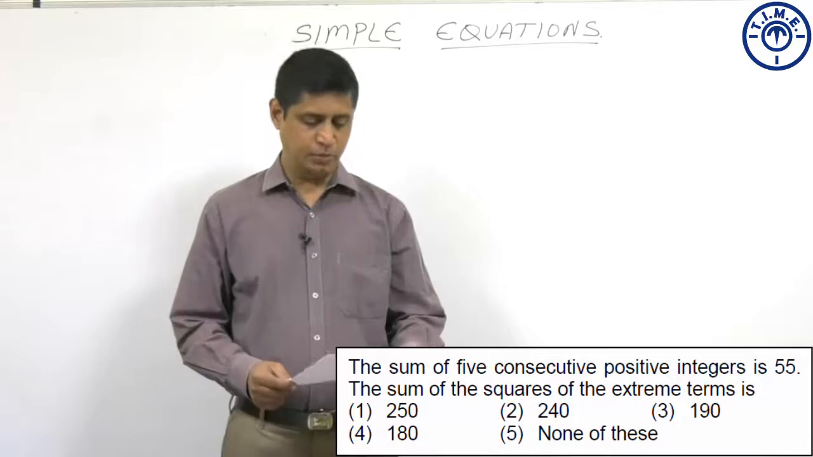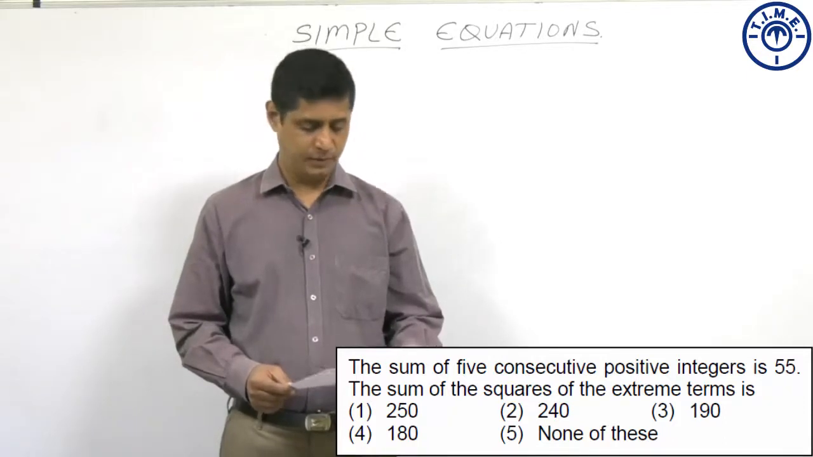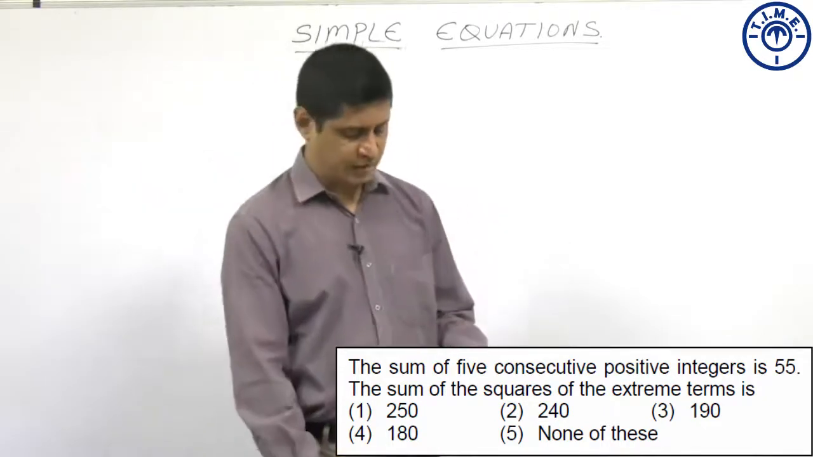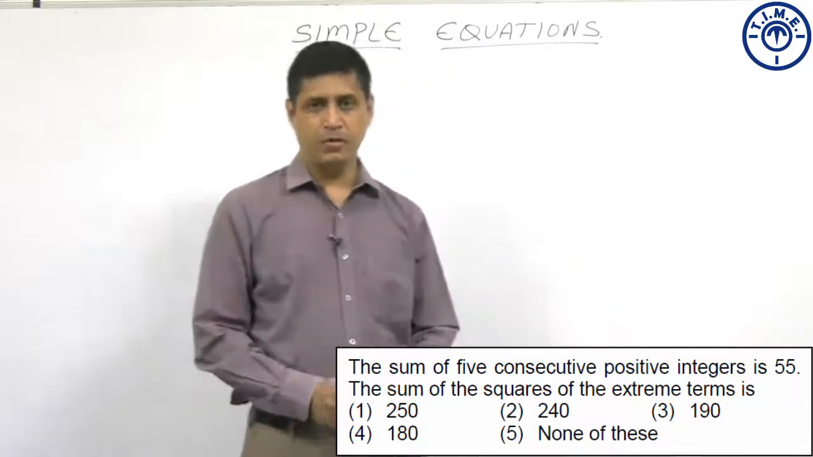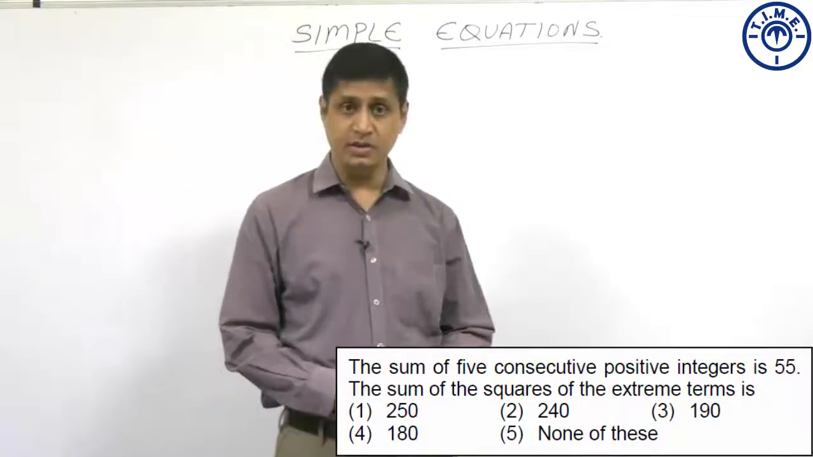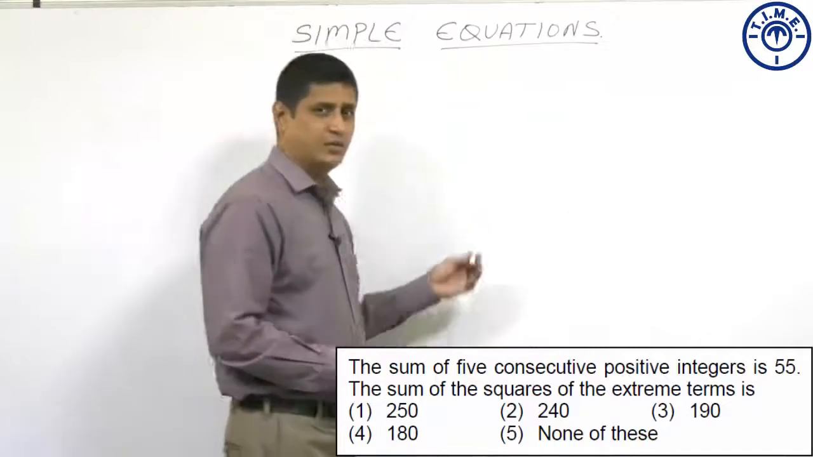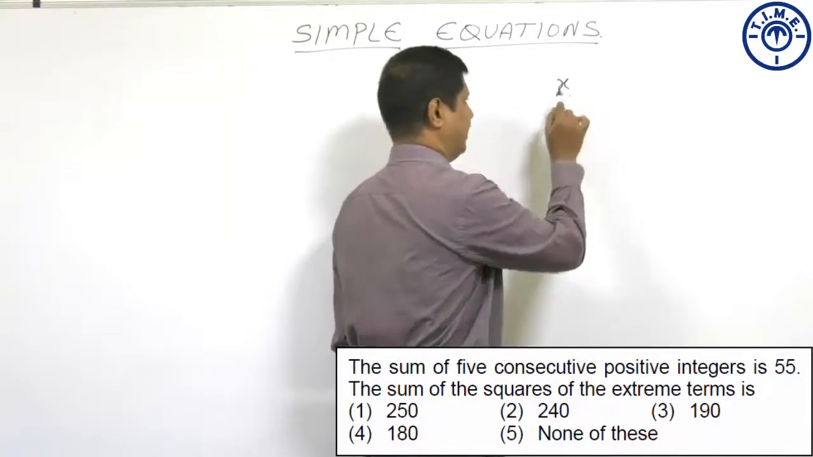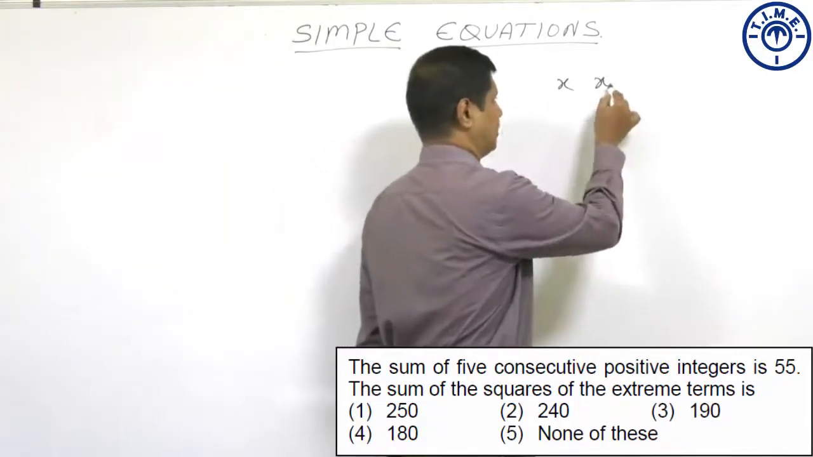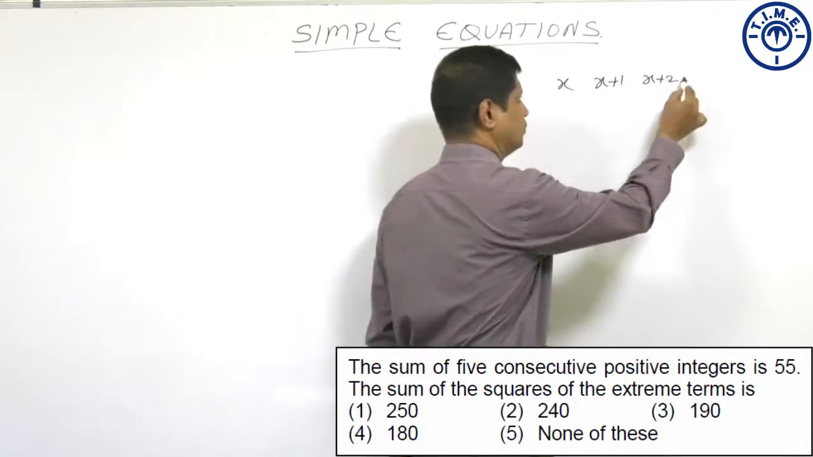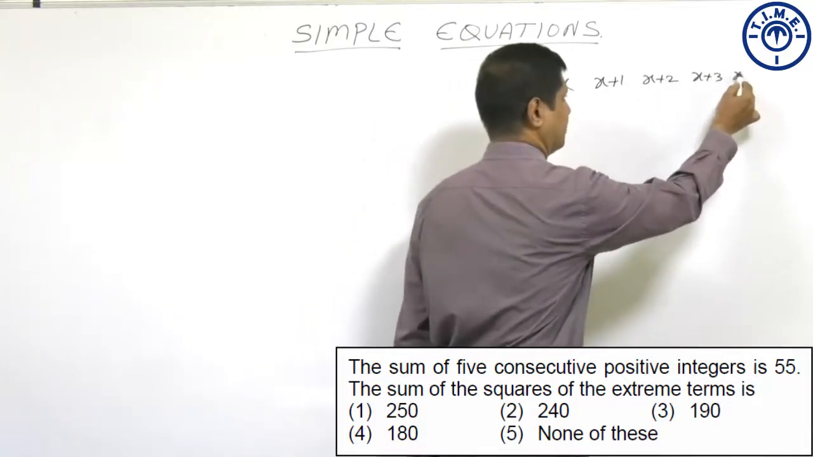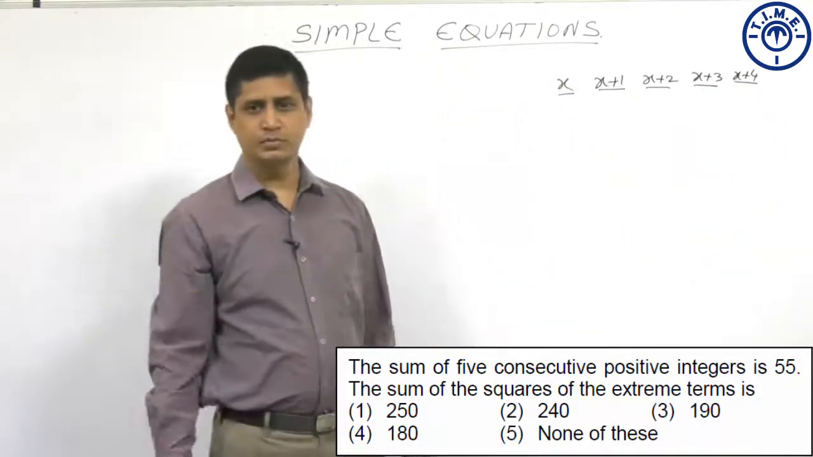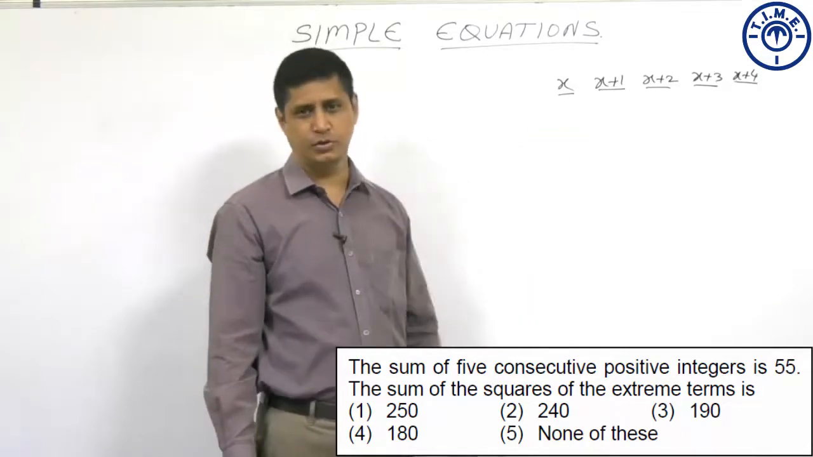The sum of 5 consecutive positive integers is 55. The sum of the squares of the extreme terms is. Now what is the question here? Sum of the 5 consecutive positive integers. Now I am assuming the first integer. Here we can answer this question in 3 ways. The first discussion, just by taking the first value as x. The next one is x plus 1. Next one is x plus 2, x plus 3, x plus 4. These are the 5 consecutive positive integers. I am assuming the x as a positive integer.